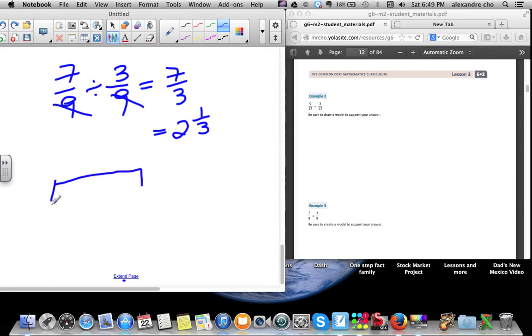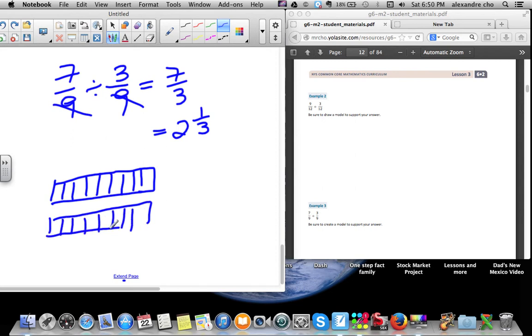Let's use the model. You have 1, 2, 3, 4, 5, 6, 7, 8, and I'm going to draw 9. And let me draw the other one here at the bottom. And here you have 1, 2, 3, 4, 5, 6, 7, 8, 9. And we are interested in 1, 2, 3, 4, 5, 6, 7. And at the bottom one, it's 1, 2, 3.